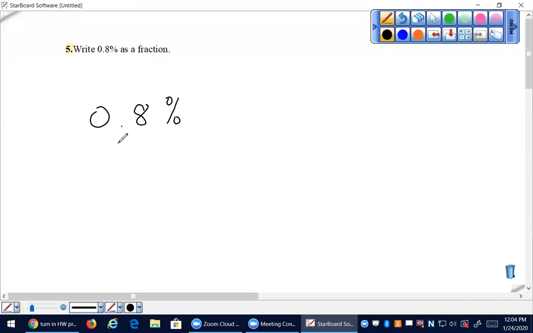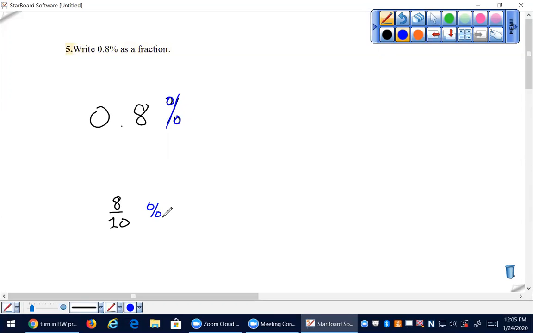Okay, so I have 0.8%. I want to get rid of that percent symbol and replace it with something else that means the same thing. I also want to fix the 0.8 to make it friendlier, probably. Would it be 8/10? So we could make it 8/10%. This is one way to do it. If I change the 0.8 to a fraction, I still have the percent symbol to deal with, right? That didn't go away yet.